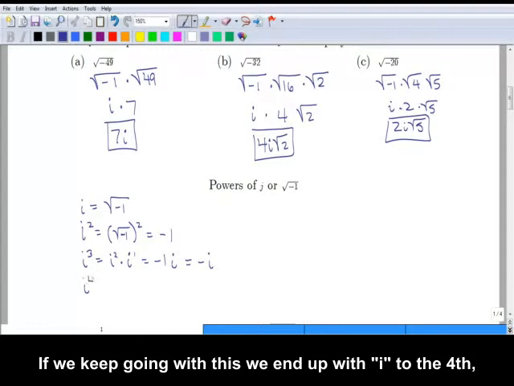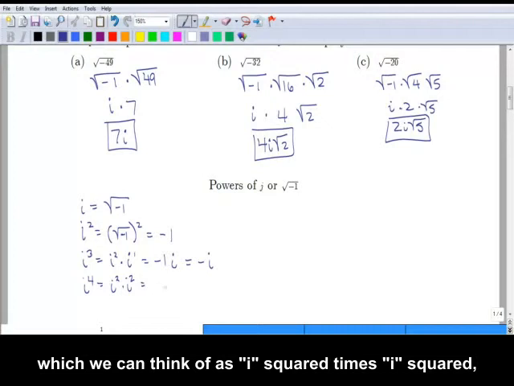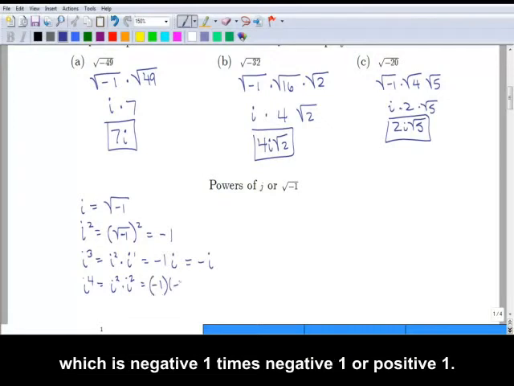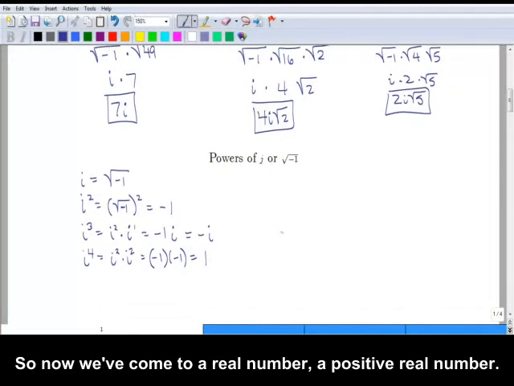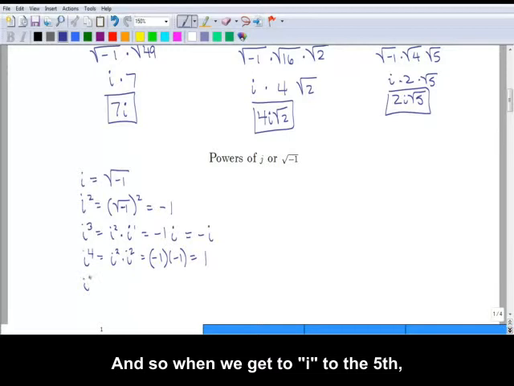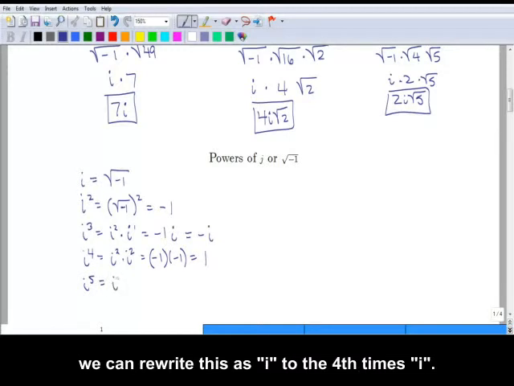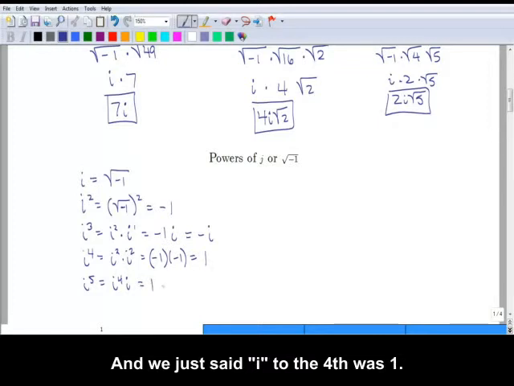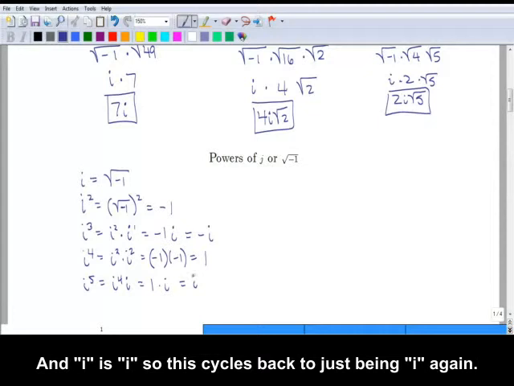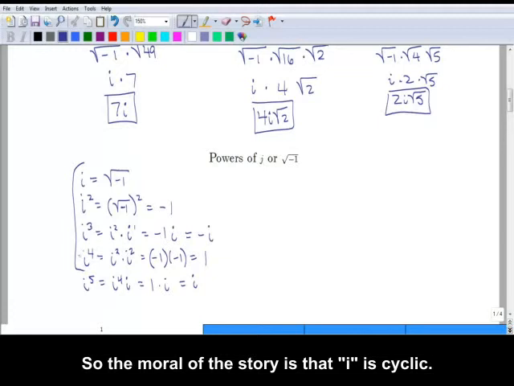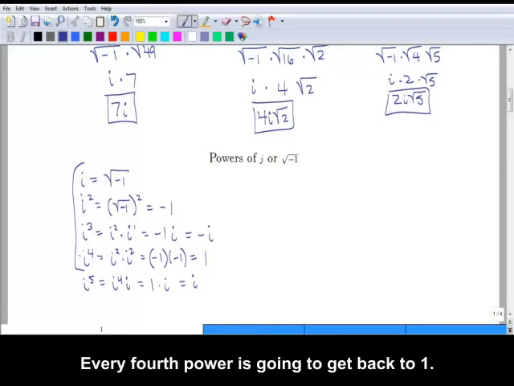If we keep going with this, we end up with i to the 4th, which we can think of as i squared times i squared, which is -1 times -1, or +1. So now we've come to a real number, a positive real number. And so when we get to i to the 5th, we can rewrite this as i to the 4th times i. And we just said i to the 4th was 1, and i is i, so this cycles back to just being i again. So the moral of the story is that i is cyclic. Every 4th power is going to get back to 1.